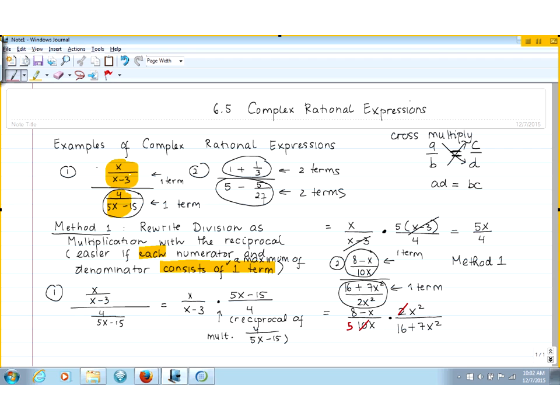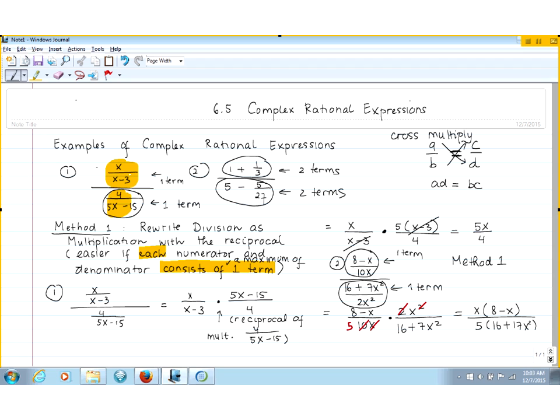How about the x squared and x? X squared divided by x is x on top. Yes, good. Almost done. So what do I have left on top? X times 8 minus x. So do we multiply them? No, we leave them in factored form. Divided by, what is this? 5 times 16 plus 17x squared.